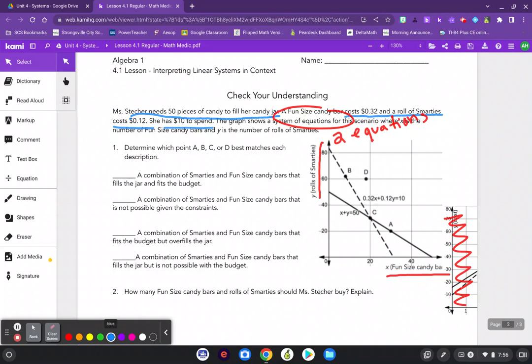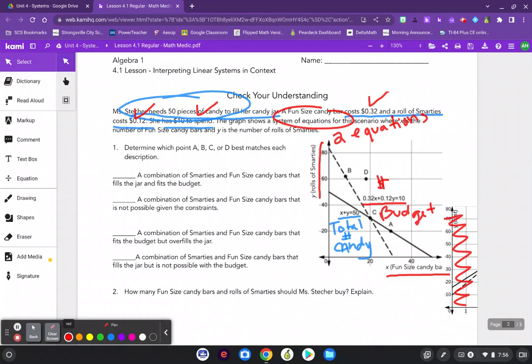X is fun-sized candy bars, Y is Smarties, and so when I see this equation, X plus Y equals 50, that tells me the quantity, or how many candies, okay? So that tells me the total number of candy that it's going to take to fill my jar. And when I look at this equation here, this to me is looking like prices, right? 32 cents for each fun-sized and 12 cents for each Smartie, and a total of $10. So we'll call it the budget equation. This is dealing with money.